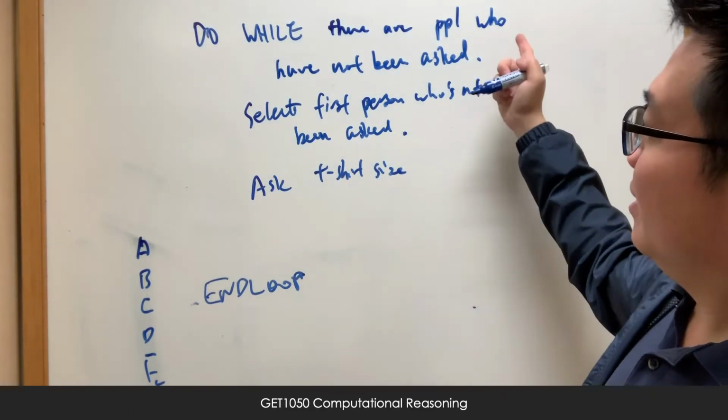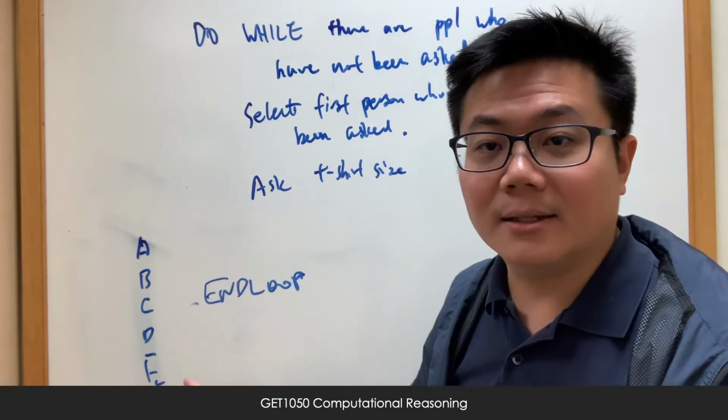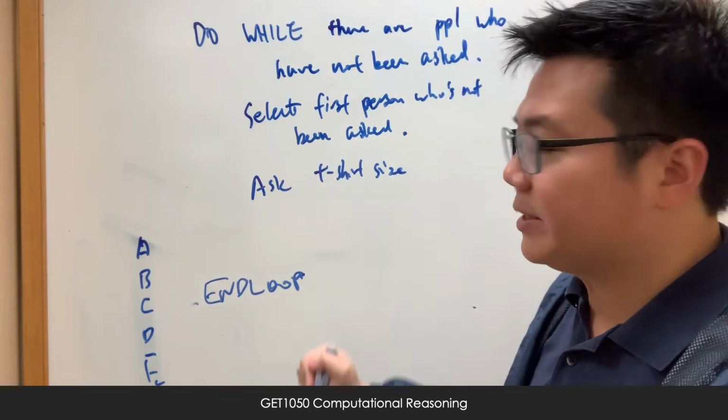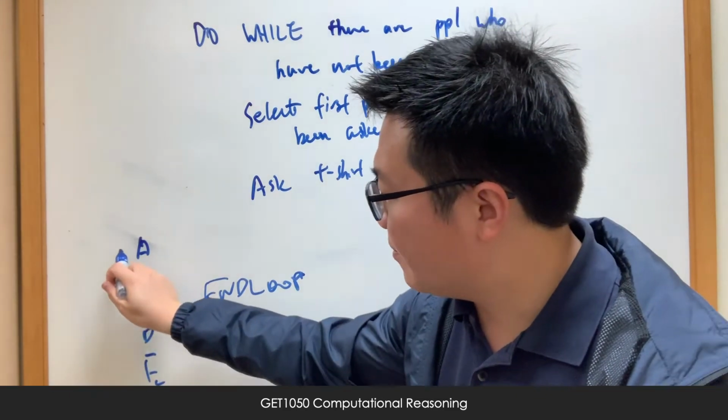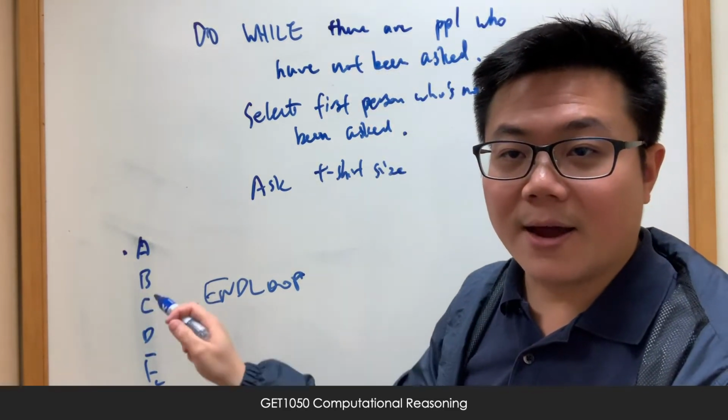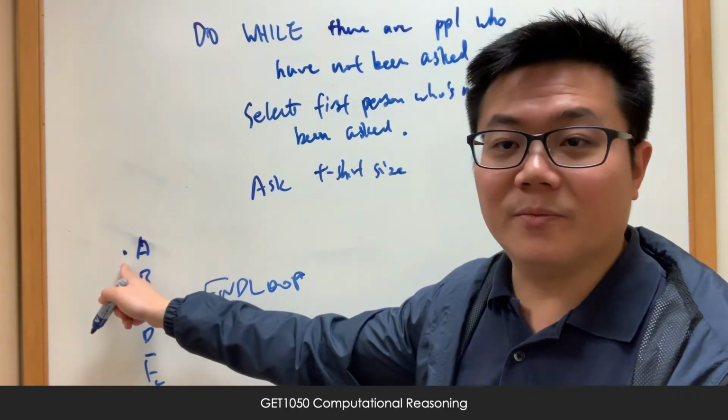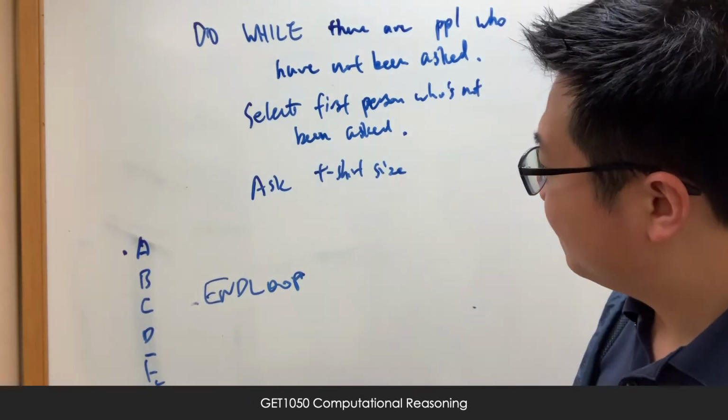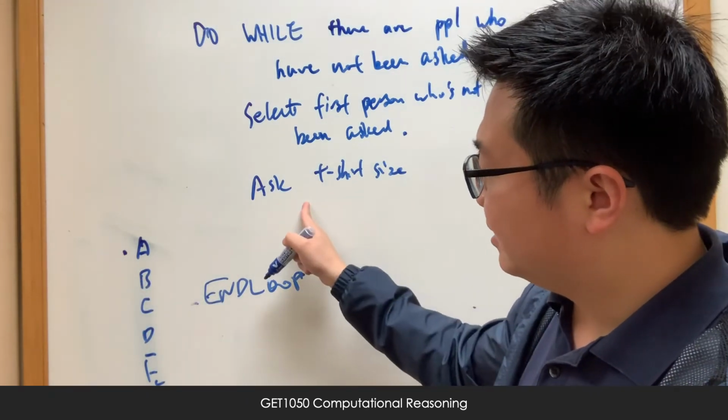So what's going to happen? Are there people whom we have not asked yet? Have, right? Select the first person who has not been asked. So I select this one. Then now I ask. Okay, the dot means has been asked, right? Okay, then ask t-shirt size, end loop.